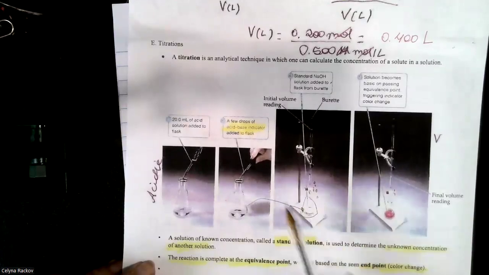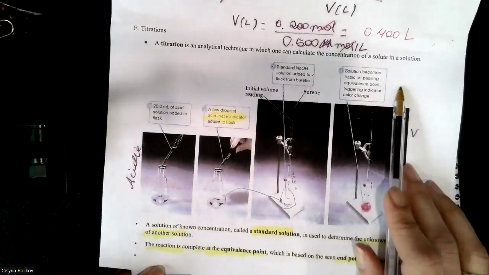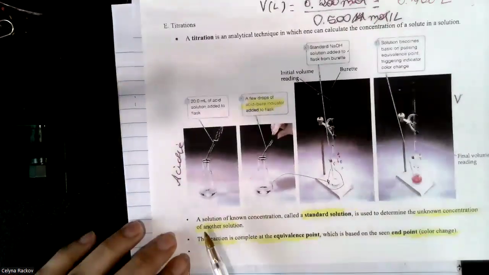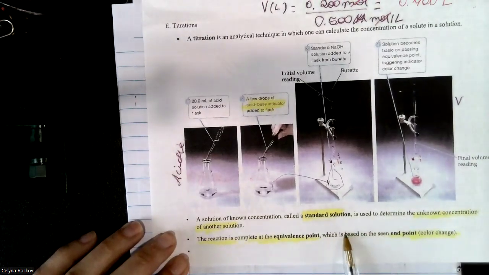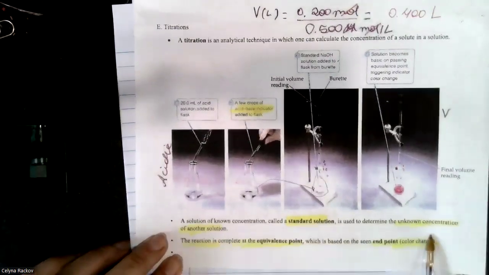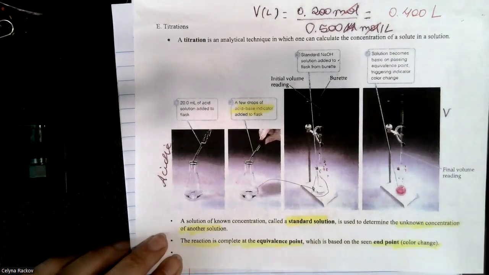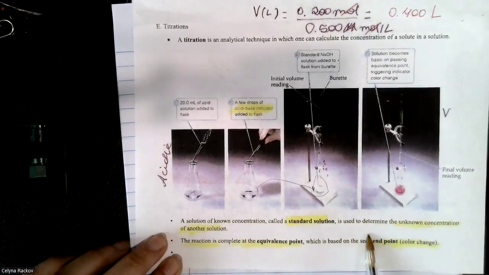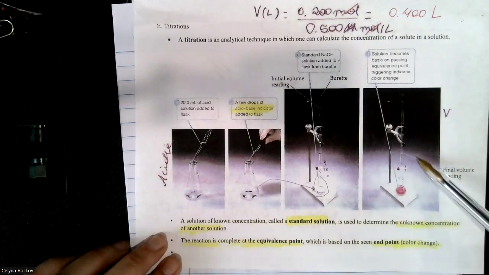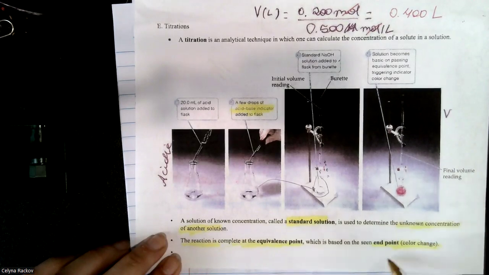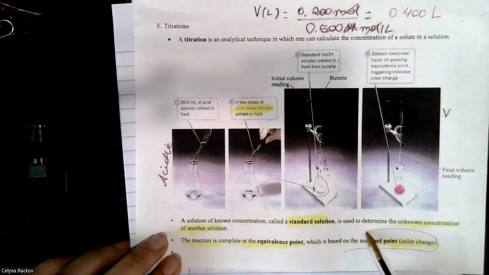The solution becomes basic when it passes the equivalence point, and this will be shown by the color here. The reaction is complete at the equivalence point, which is when we are going to stop, based on the seen endpoint. So the endpoint is when the color changes. We are going to choose an indicator that will change color in the volume range close to the equivalence point. The equivalence point is when the moles of the known and unknown solutions are equal. The moles of the known solution and the unknown solution are equal. That is the equivalence point, and we are going to be based on the seen endpoint. The endpoint is when the color changes.